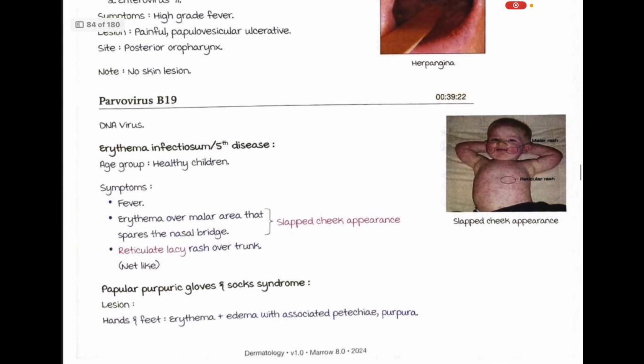Parvovirus, so look at this cute baby here. Slapped cheek appearance, malar rash, reticular rash, erythema infectiosum, fifth disease. There was sixth disease that was caused by herpes virus type 6. Here there is a fifth disease caused by parvovirus B19. It happens in healthy children. Symptoms: fever, erythema over malar area that spares the nasal bridge, slapped cheek appearance, reticulate lacy rash over trunk, net-like.